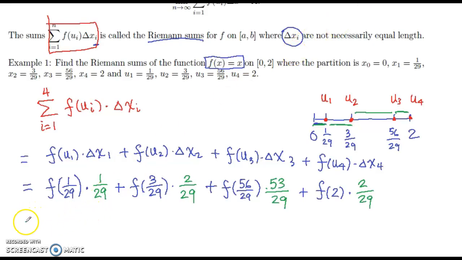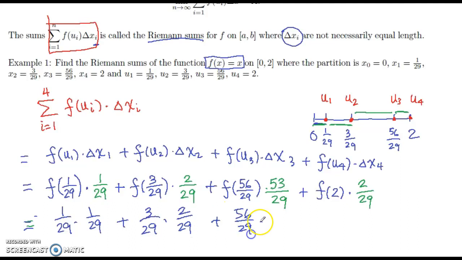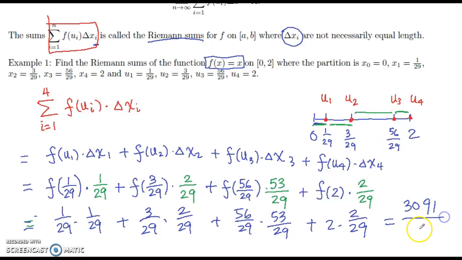F of x is just x. So what you're going to get is 1 over 29 times 1 over 29, which is the area of the first rectangle, plus 3 over 29 times 2 over 29, plus 56 over 29 times 53 over 29, plus 2 times 2 over 29. Use a calculator, and this sum is 3091 over 841.